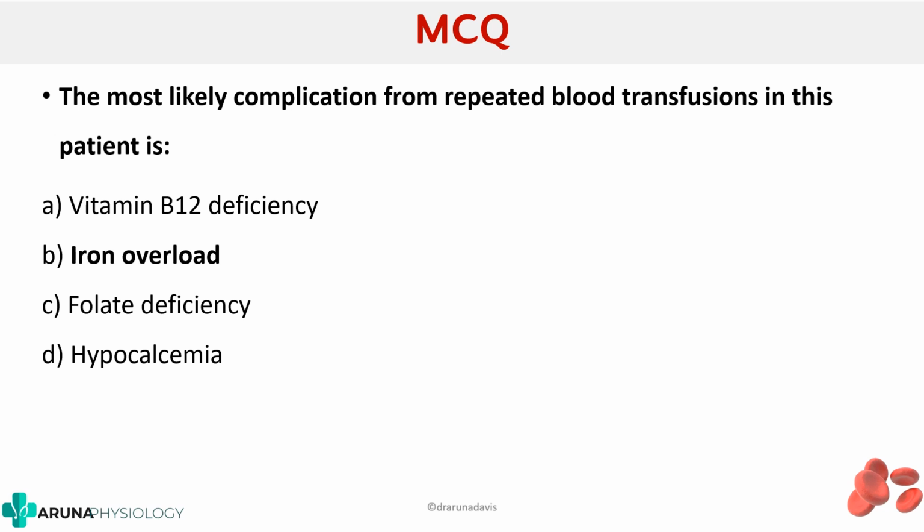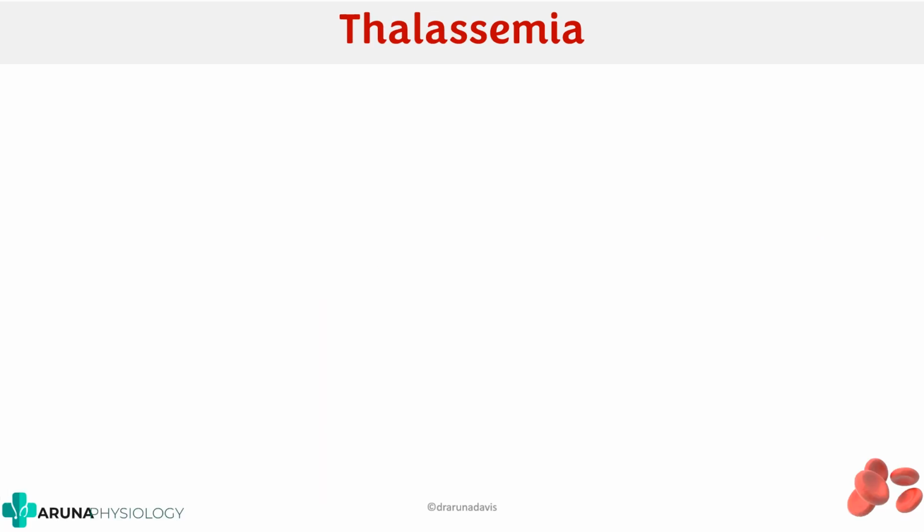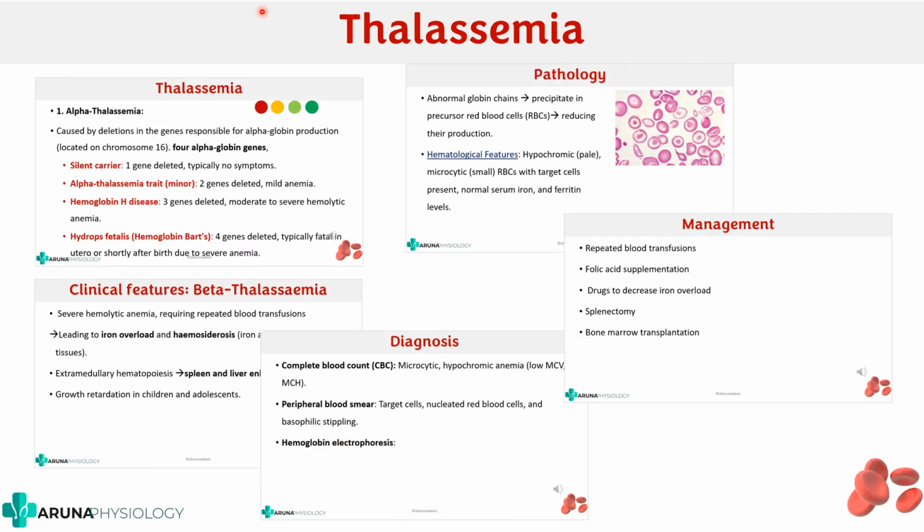So thus we've seen how a clinical scenario of thalassemia and how a clinical scenario of sickle cell anemia would look like. So we've seen about sickle cell anemia, what is the pathology, what are the different investigations, clinical features, treatment. Also about thalassemia, what is the different classification, pathology, clinical features, diagnosis and management. So I hope this video was useful for you. Thank you.